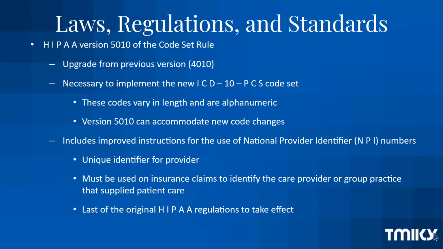It included improved instructions for the use of the National Provider Identifier, or NPI number. This number is unique to the provider and must be used on insurance claims to identify the care provider or group practice that supplied patient care. The implementation of the National Provider Identifier was the original HIPAA regulation to take effect.